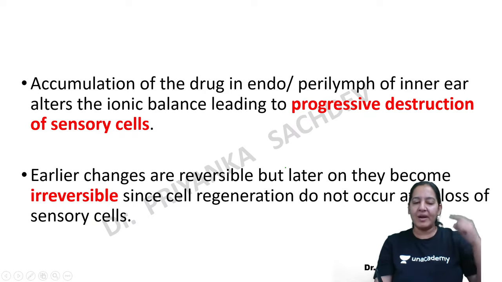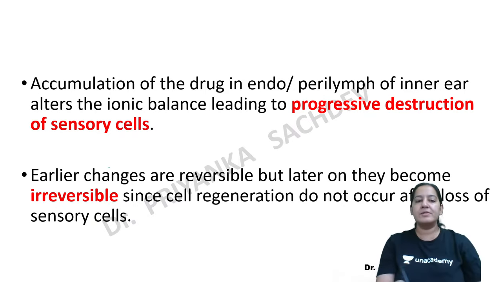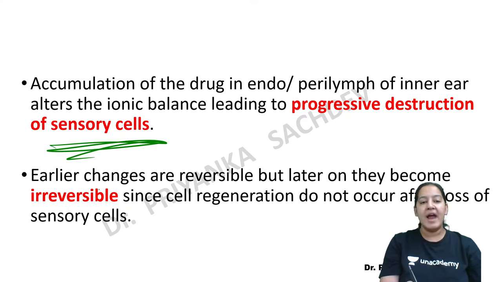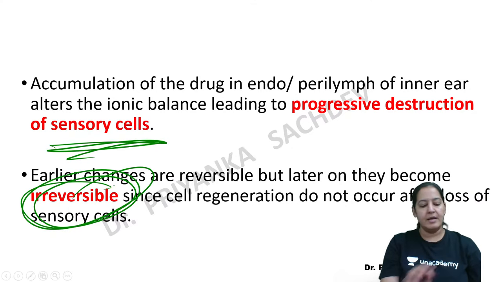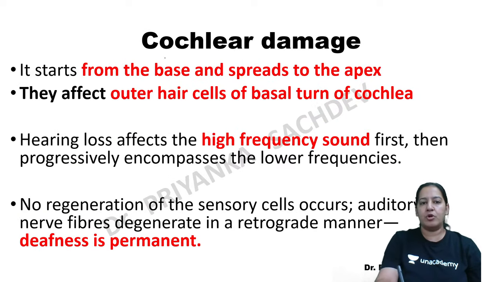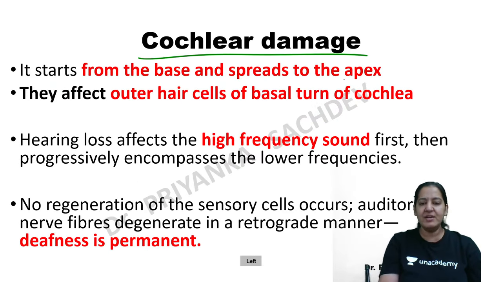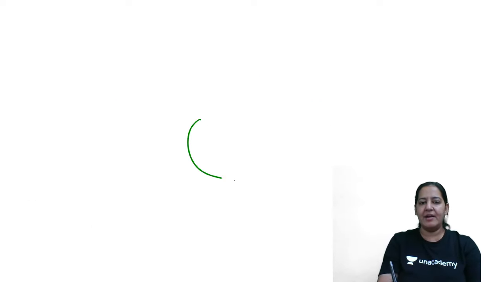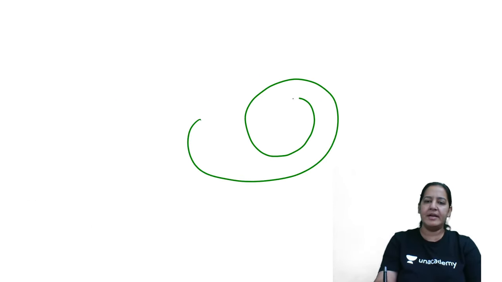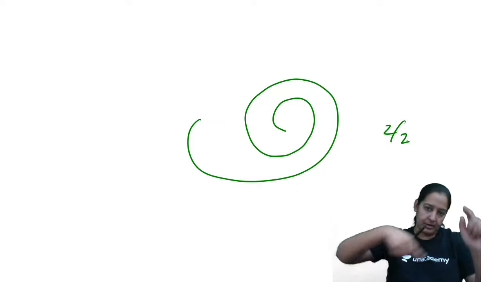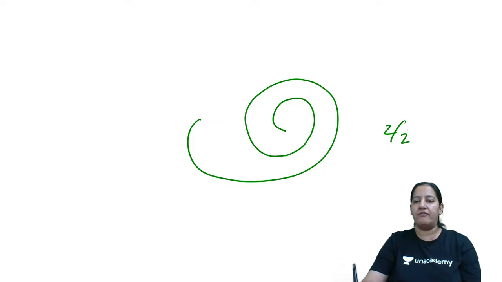Cochlear toxicity is due to destruction of the sensory cells in the cochlea, and the damage is irreversible. Have you seen the diagram of the cochlea? The cochlea is like this. In the inner ear, it is 2.5 turns. In ENT, it is taught this way. It is 2.5 turns, right?